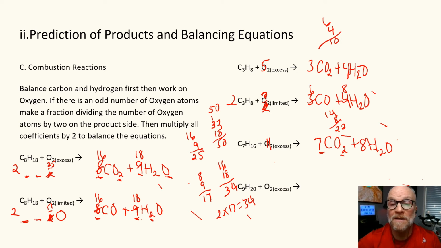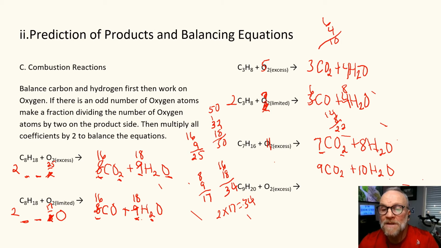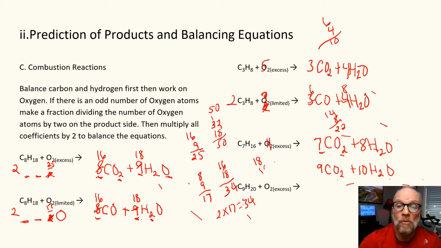C9H20 in excess. So we've got CO2 plus H2O here. We'll write it above my picture. So we've got 9 here and 10 here. 10 times 2 is 20. So 9 times 2 is 18, and 10 will give us 28. And this one's a nice one also. It divides out quite nicely. It would be 14. 14 times 2 is 28. 9 times 2 is 18, and 10 makes 28 again.